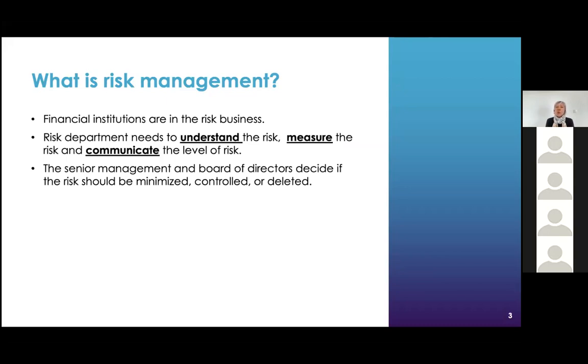But as a risk department and as an institution, we need to understand the risk. We need to measure the risk, and we need to communicate the level of risk. And who we are communicating it to is the senior managers and the board of directors, because they will decide the risk appetite of the institution. They will understand if the risk needs to be lessened, controlled, or in some cases, they will accept the risk. It's risky. They're going to accept the risk to make a loan, but they're going to set policies and procedures to make sure we get the money back.